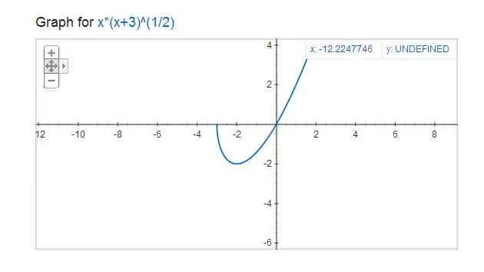Alright, I think that's enough of this problem. I have had enough of this problem, and I think that's it. That's all I'm going to have on concavity and inflection points.